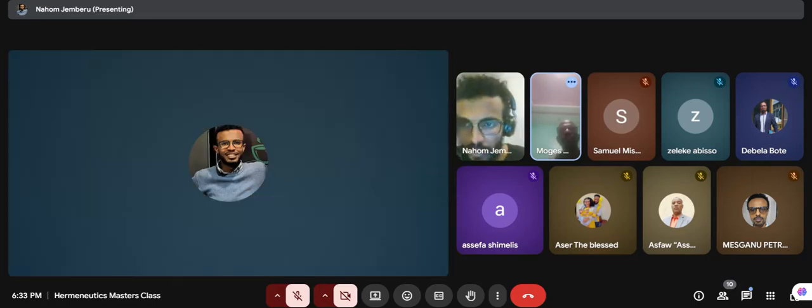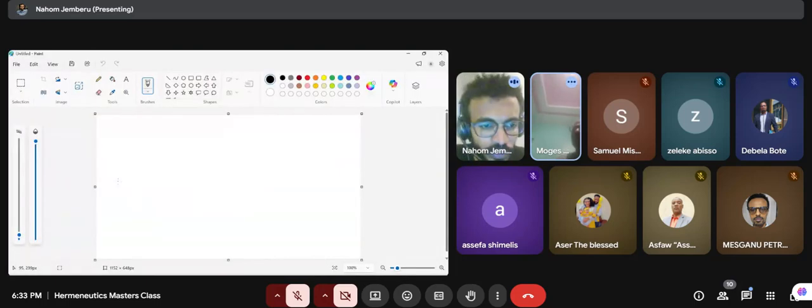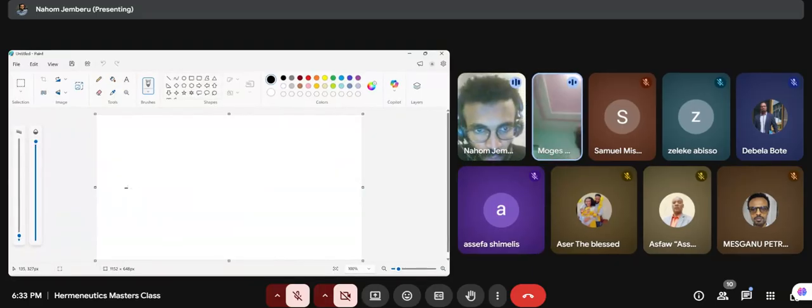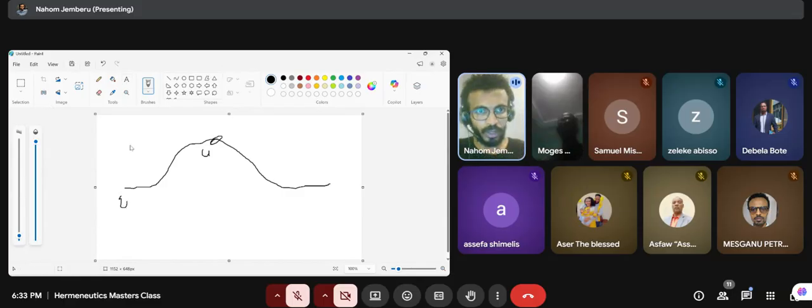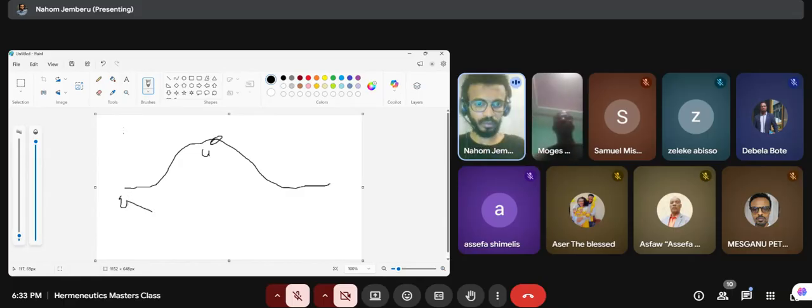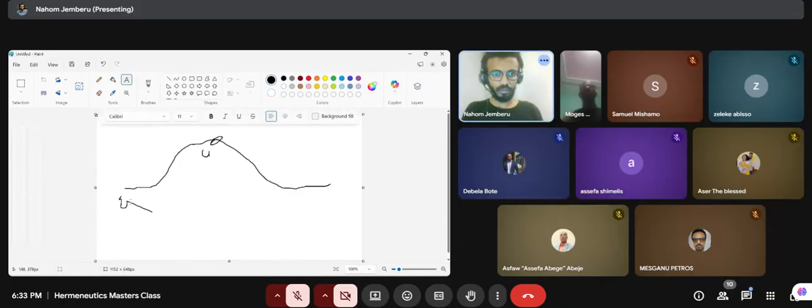So you can see my screen, right? So every plot follows this kind of structure, a parabolic kind of structure. So we will have the climax of the story up here, climax. Then we have exposition somewhere here. Let me use text. We'll have exposition here. We will have climax here, and we will have resolution here.